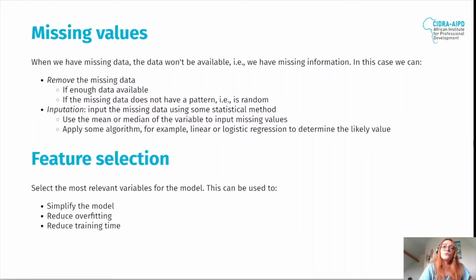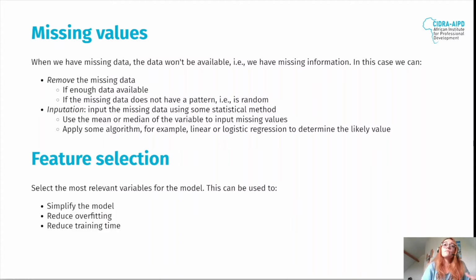Another thing that you can do is imputation. Imputation means that we are going to input the missing data using some sort of statistical method. So we can, for example, use the mean or median of the feature to input missing values. For example, we have everyone's favorite color, and every girl, for example, likes red. So if there is someone that says they are a girl, we can say that their favorite color is red, if that information is missing, for example, if that makes sense.